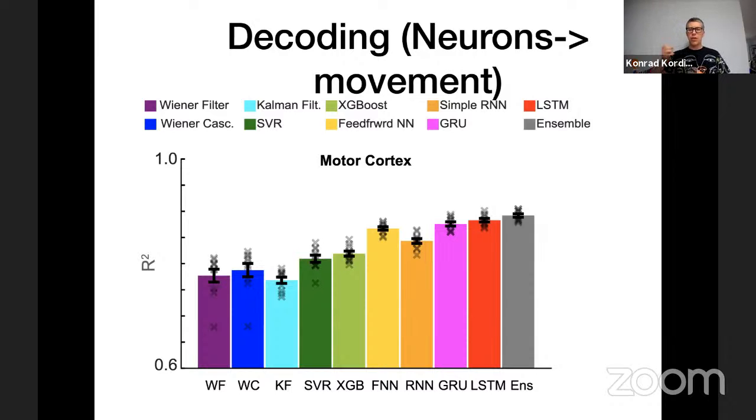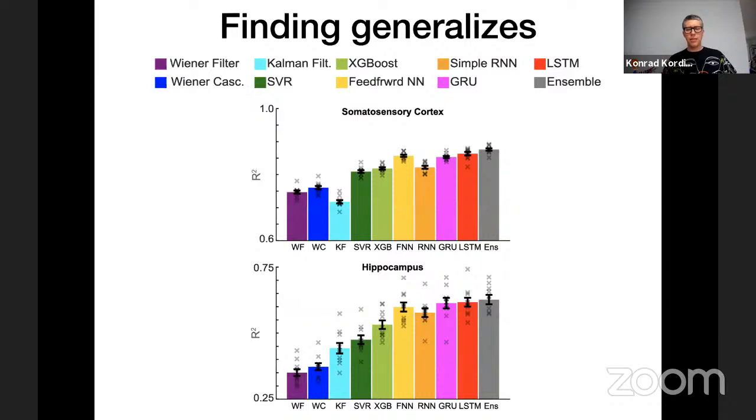And this is for decoding from movement. Think about a monkey that does that. We have electrodes in there, and we want to have a good decoding of what the animal does. And the finding generalizes. You find it in different brain areas like hippocampus, somatosensory cortex. What we always find is that of the techniques that people know about, some of them are better than others. It's very hard to know which ones will be better than others. And by stitching them together, you do a little bit better.